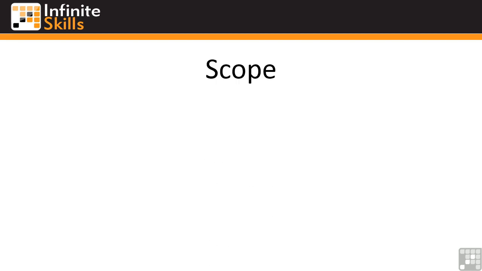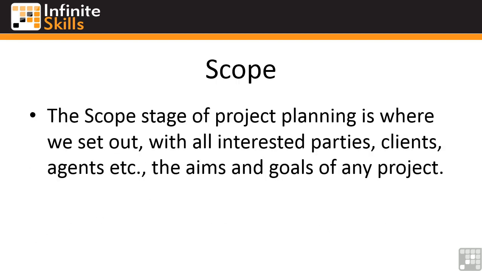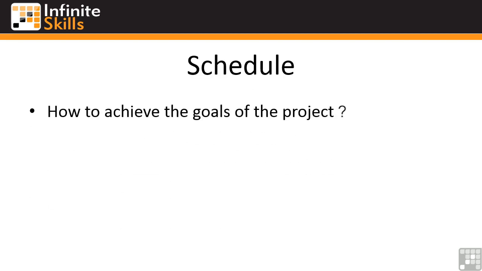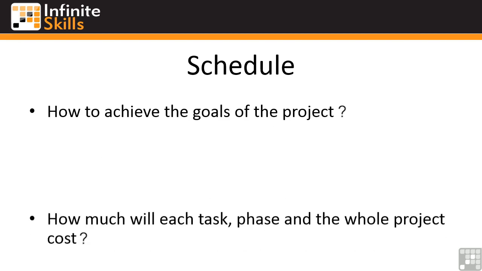So the scoping stage, the stage where it all starts, is effectively where you set out what you want to do. So you speak to all interested parties, any clients, any agents, any government agencies that are required to try and figure out what the aims and the goals of your project might be. We then move into the schedule section, and this is how are you going to achieve the goals that you just agreed in the scoping section.